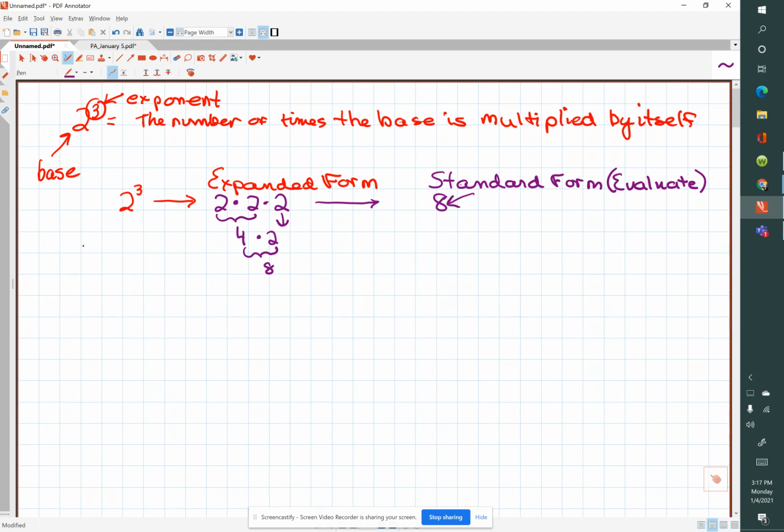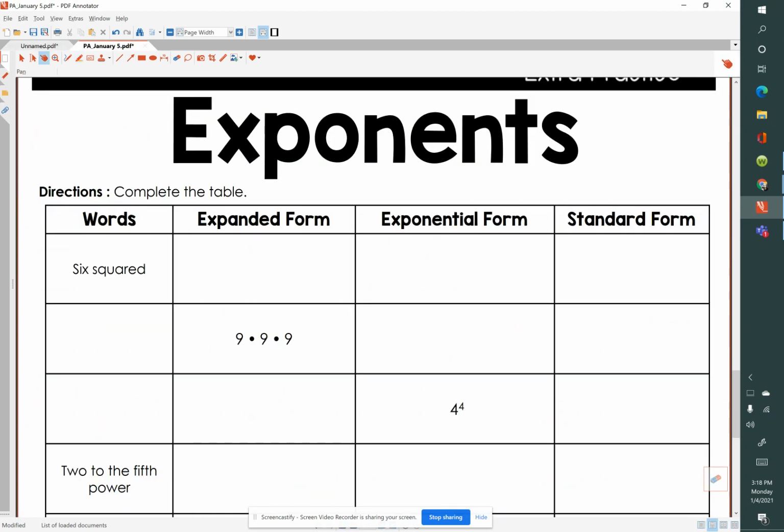So we have exponential form, which is when we write the base with an exponent, in this case, 2 to the third. We have expanded form, and we have the standard form. So here is our exponential form, the expanded form, and the standard form where we evaluate the number. So let's get started with some of our problems.